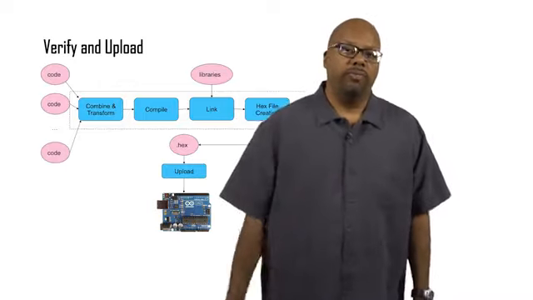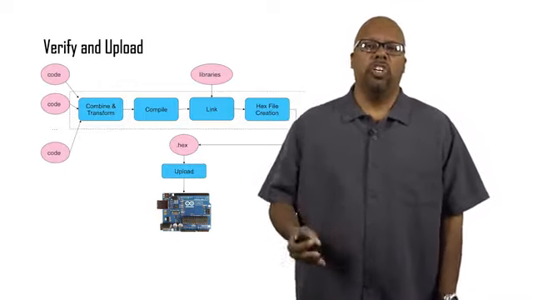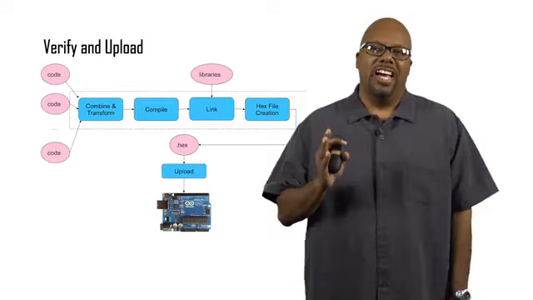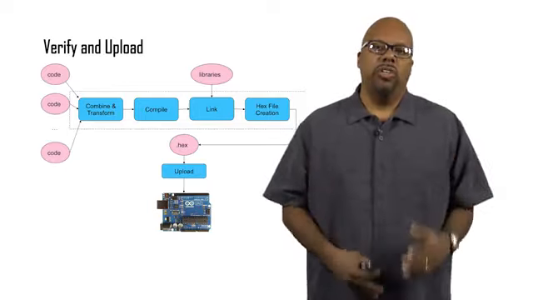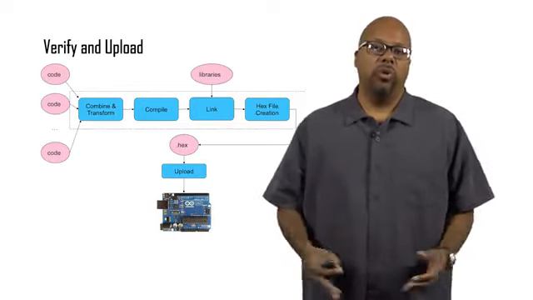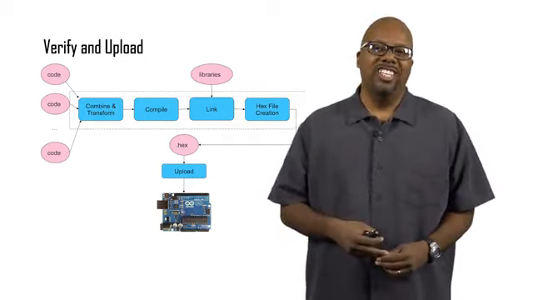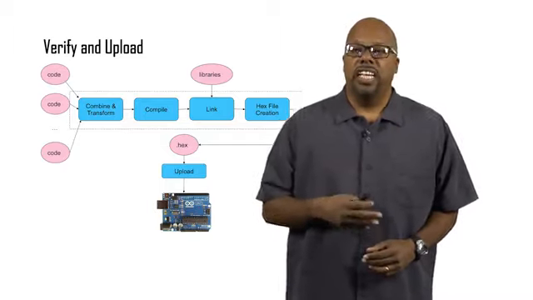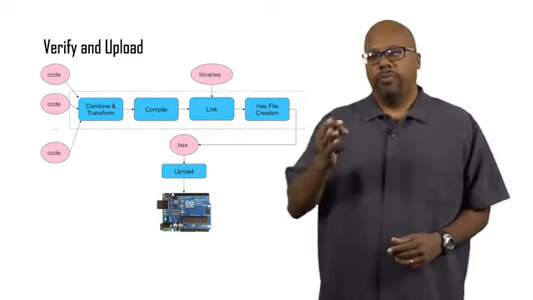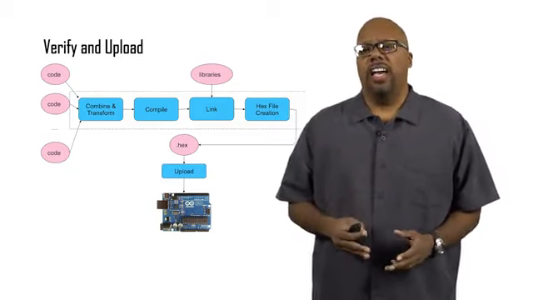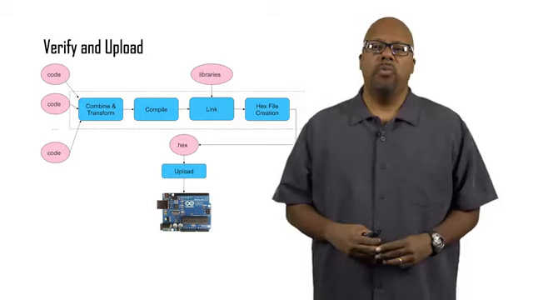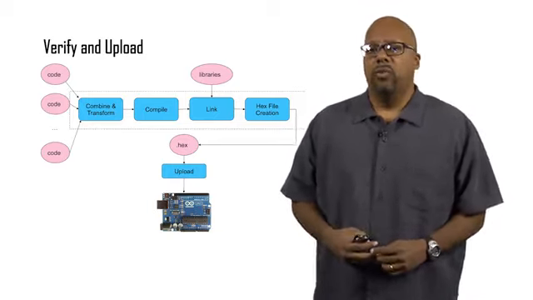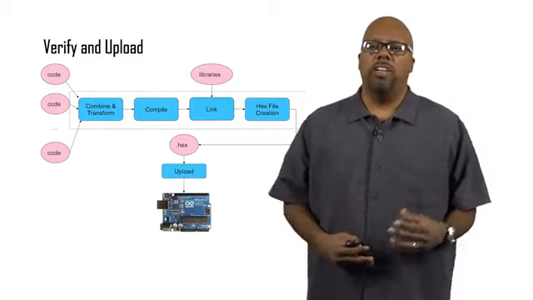So here's a picture of what happens when you do verify and upload. On the IDE, you type in your code, and you click verify to compile that code, or you click upload to upload that code. And this is a picture of the steps involved inside that process. So you can see at the left side, you've got code. This can be one code file or many code files that you start with. We're just doing one, but you can have as many as you want.